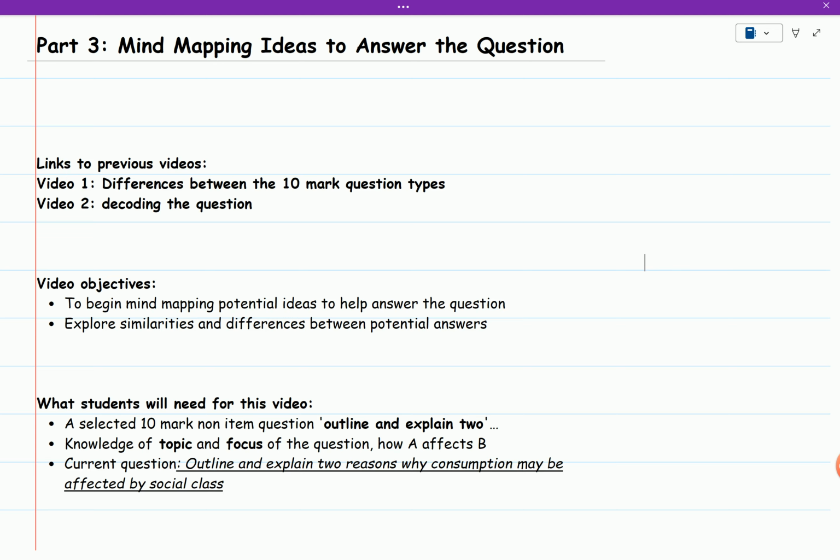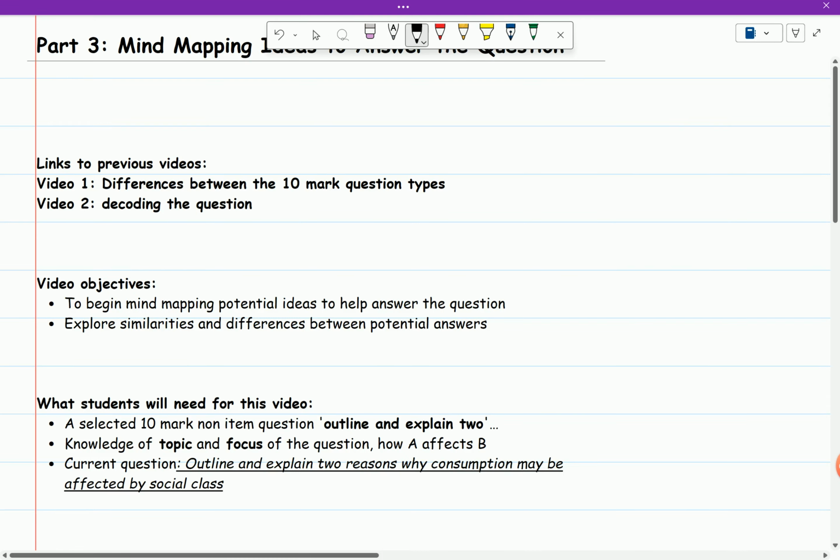So what you'll need for this is a selected 10 mark non-item question, so the outline and explain 2 and then whatever. You can use this one. I would encourage students who want a bit more support and guidance to use this one, the question I have outlined here. Let me just highlight that for the sake of clarity. It's more than adequate to use this question if you haven't found one already. If you're feeling more confident and you want to try a different topic, then please feel free. You can exchange the questions, it's not a problem.